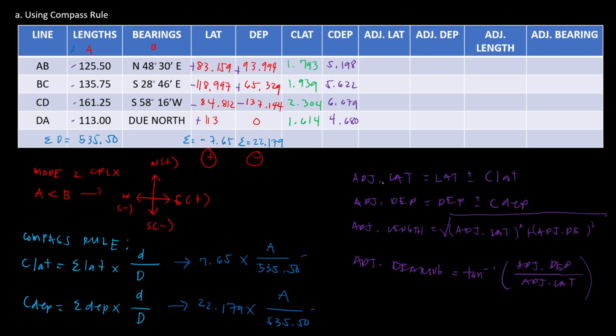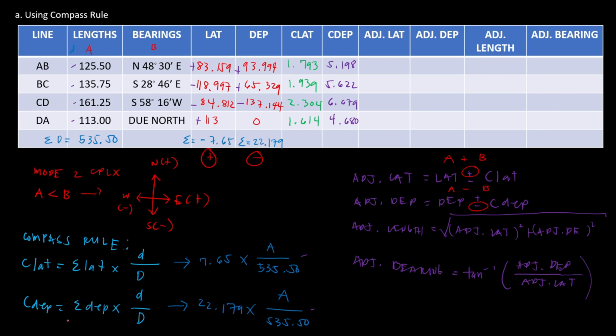So dito, adjusted latitude is equal to latitude. I-add natin yung mga nakuha natin na correction sa latitude. And then dito sa adjusted departure, i-minus natin itong mga C depth natin, since ito yung nakuha natin na summation sa departure is positive. So dito, gawa na lang kayo ng equation, alpha A plus alpha B, and then i-input nyo na lang, para mas madali. And then dito, alpha A minus alpha B, for adjusted depth.